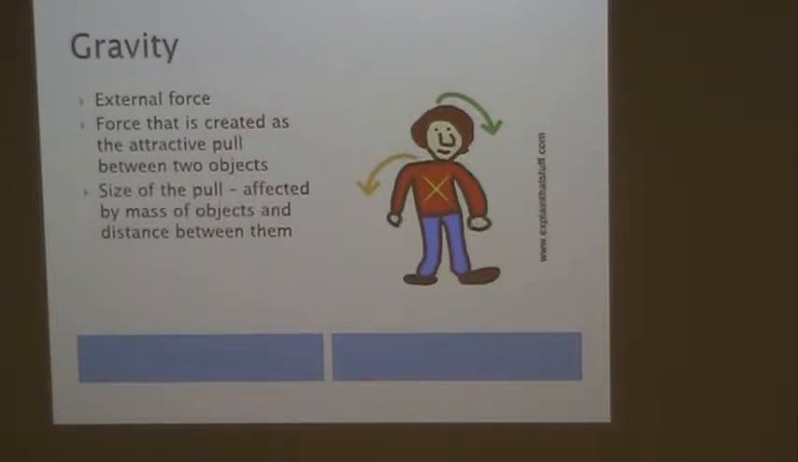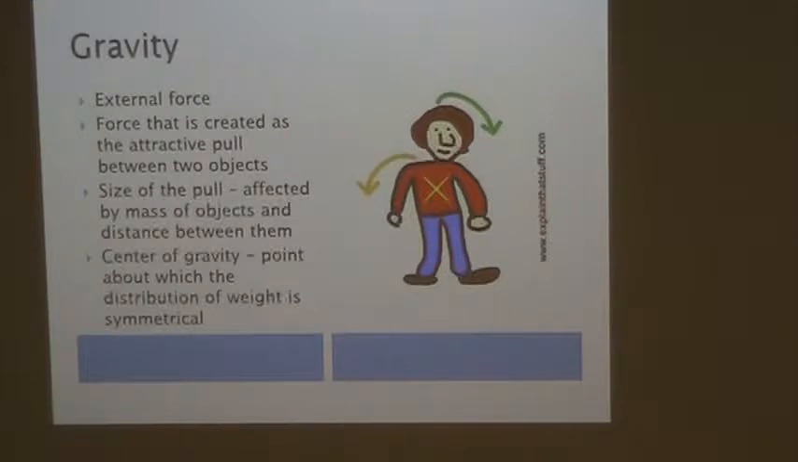Gravity is what we're trying to overcome in a lot of sports. When you're jumping, when you're hitting, when you're kicking, you are trying to overcome gravity of some kind. Now, your center of gravity, center of mass, is the point at which your weight is distributed equally. Symmetrical means equally.